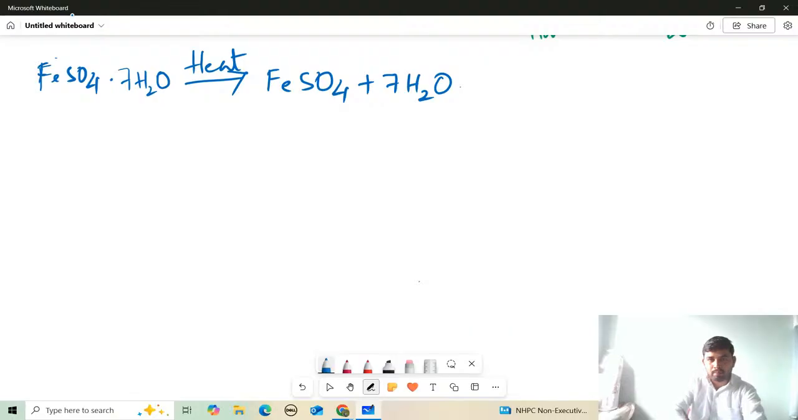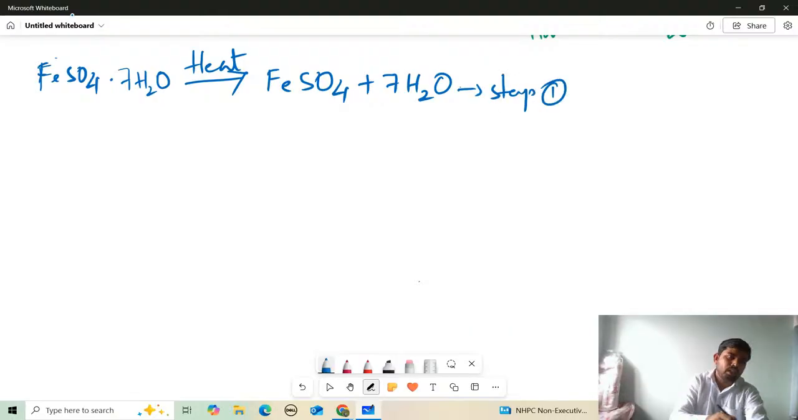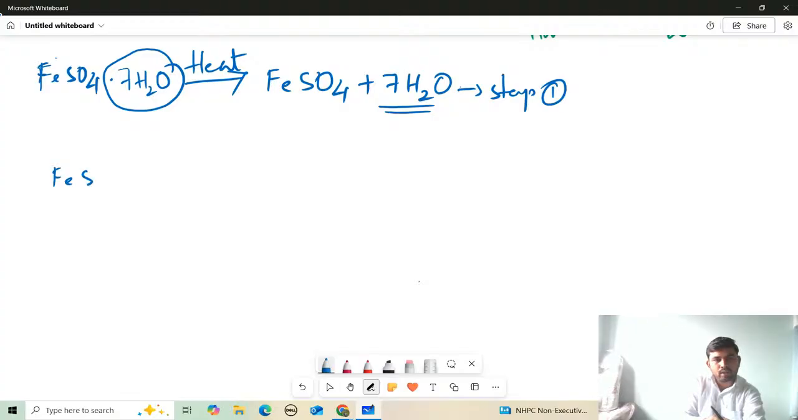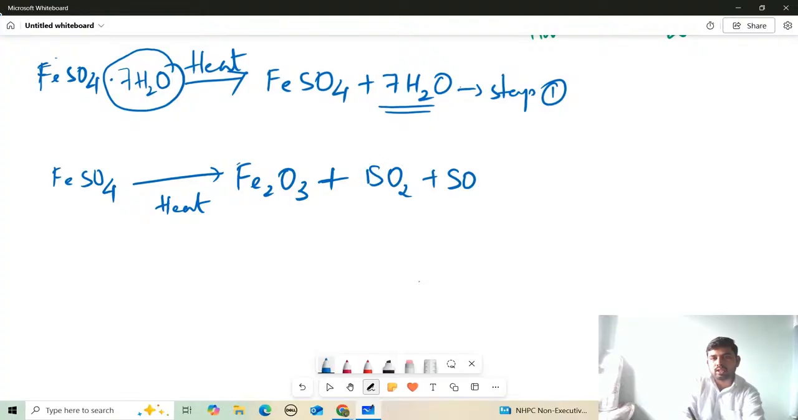Remember, this is the first step. It is not mentioned in the textbook, I think. So in the first step, what happens? FeSO4 has seven water molecules along with it, and they get separated when a small amount of heat energy is supplied to this compound. Afterwards, on heating again, we supply heat energy, and Fe2O3 plus SO2 plus SO3 gas is produced.